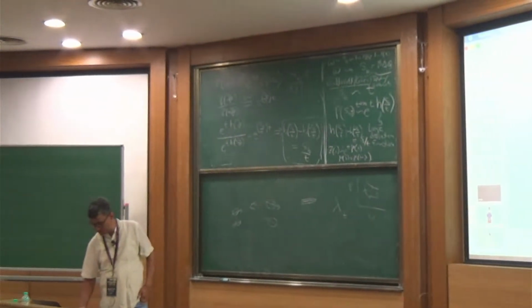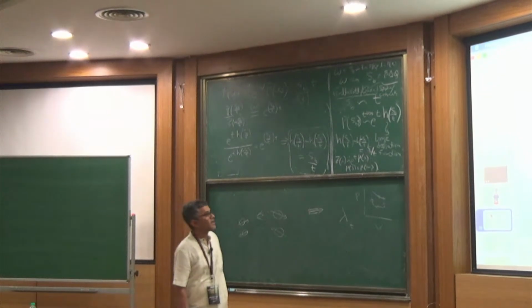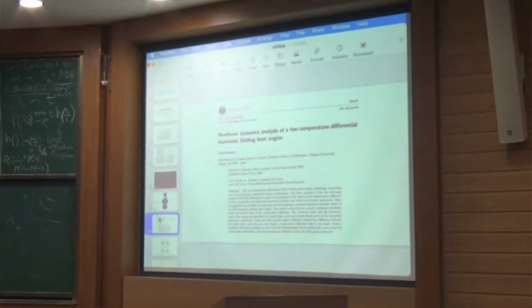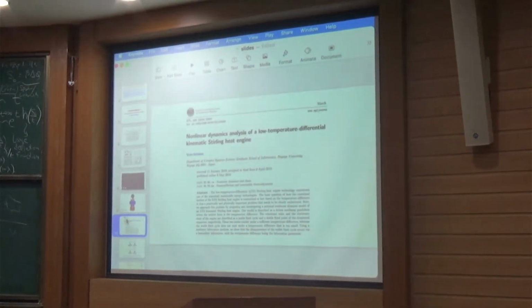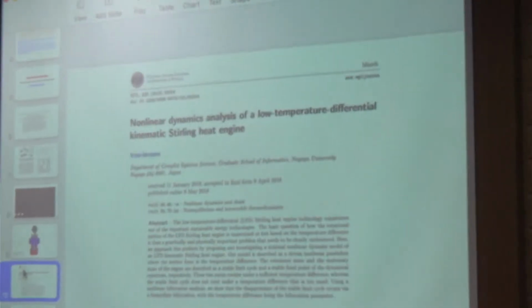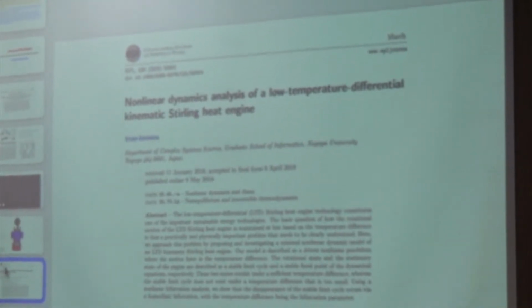This was analyzed in this paper, nonlinear dynamics analysis of low temperature differential kinematic Stirling engine. This is 2018. This paper is still looking at the macroscopic engine, not looking at small scales, but just at the macroscopic engine.